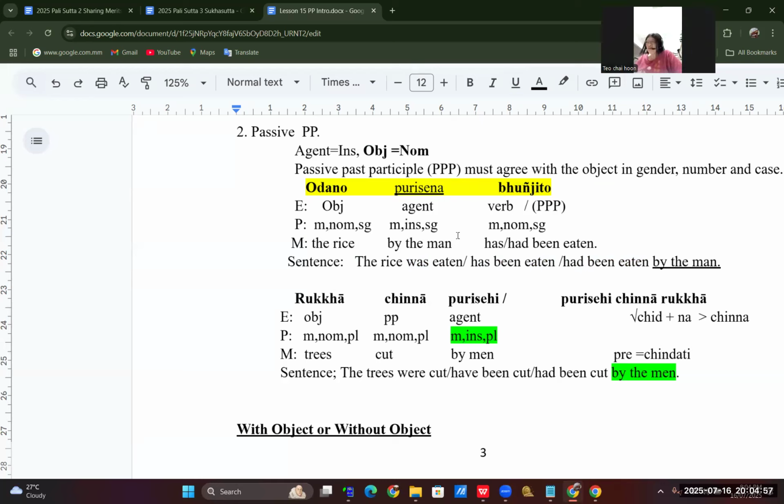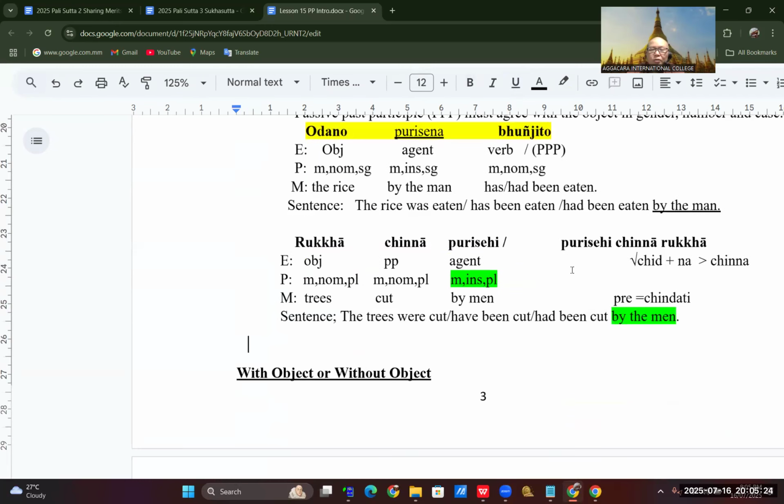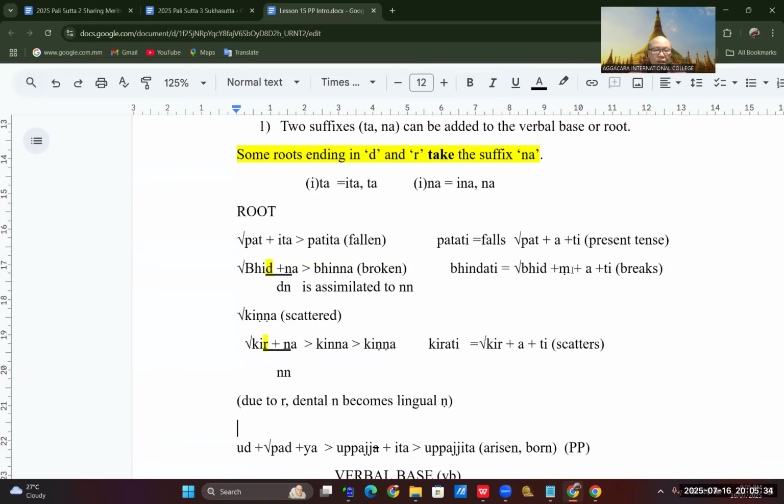Actually, it cannot be the rice is eaten by the man. It must be in the past tense. Okay? Can also, because earlier we learned past tense, present perfect, past perfect. It is a present tense. If you want to put is eaten, then we have to use the passive verb.